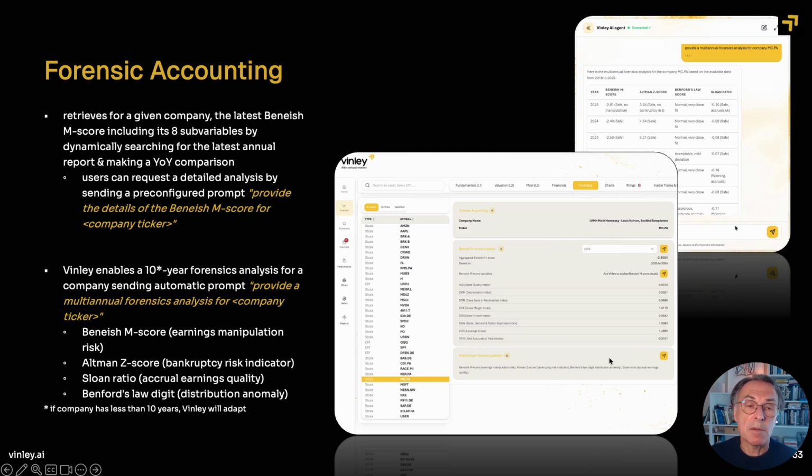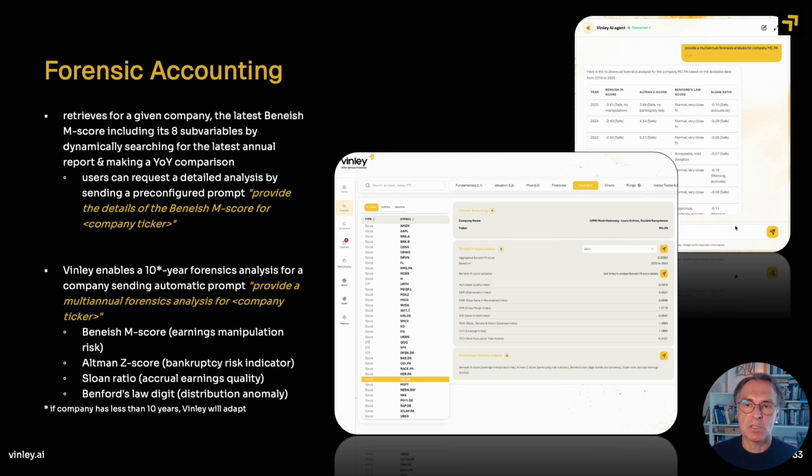And then what I believe is the most powerful function currently in terms of forensic accounting in Vinley is this one. So you can actually, just by clicking on this arrow, of course you can prompt differently if you want, but just by clicking on this arrow, and as I said earlier, it's okay to be lazy. I'm sometimes lazy. I just want to know from Vinley, I want to invest my money into this company.